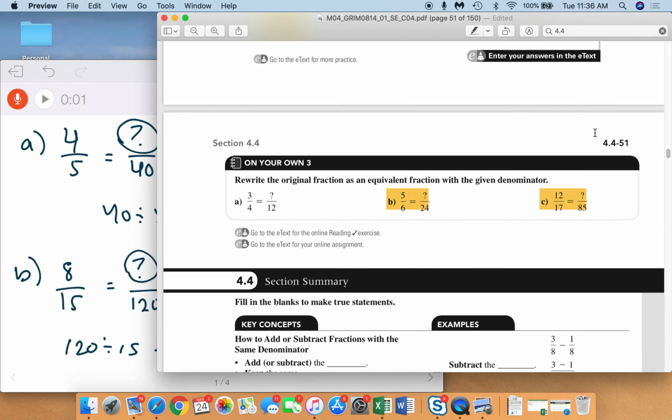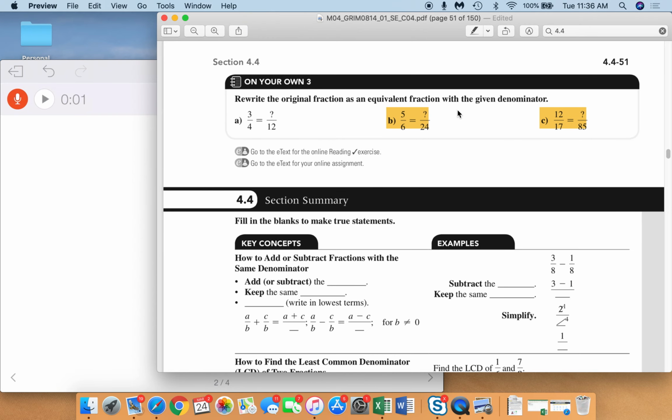Okay, let's do a couple more just to get familiar. In part B on your own on page 51, we have 5 over 6 equals question mark over 24. Well, in this one, 24 is a multiple of 6. It's easy to see, it's 4. 4 times 6 is 24. So we would say 5 over 6 times 4 over 4 equals 20 over 24. So these are equivalent fractions.